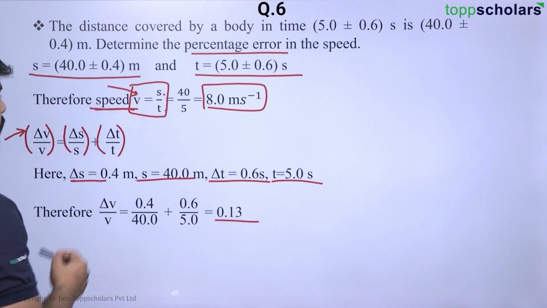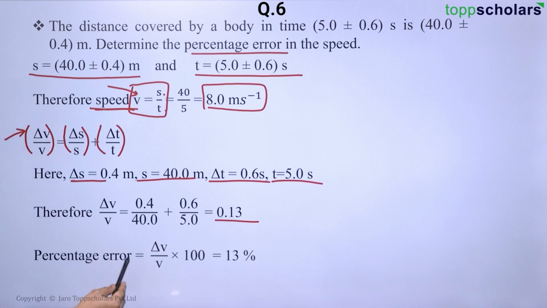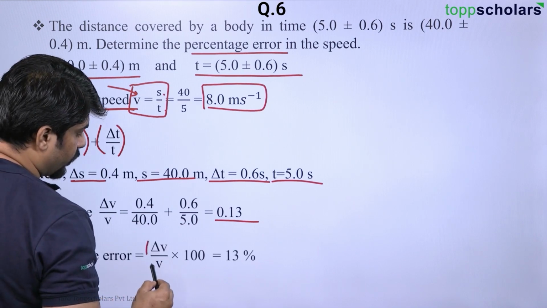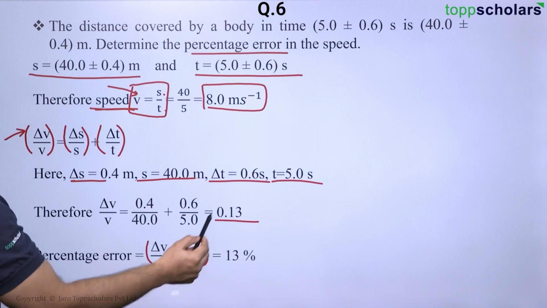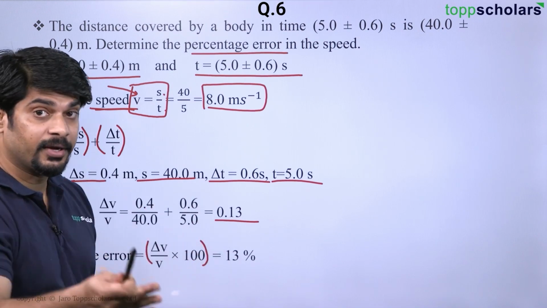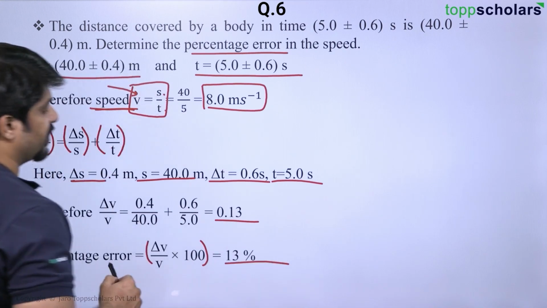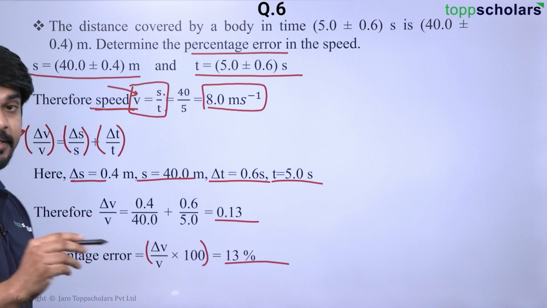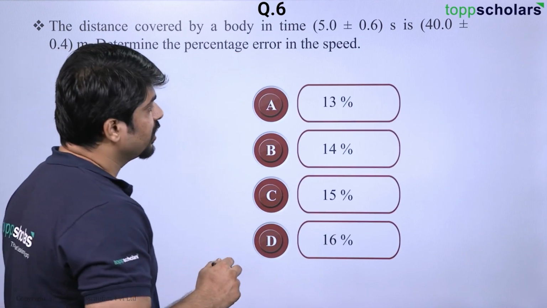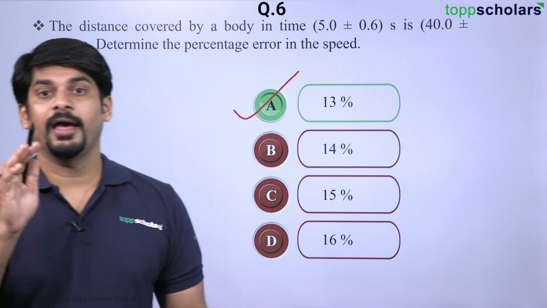0.13 over here. But what we want is percentage error in the speed, and therefore, percentage error is equal to delta V upon V into 100. This is just relative error. When we multiply relative error with 100, we get percentage error. So, it is going to be 13%. So, that is the correct answer over here. So, option A represents the correct answer.